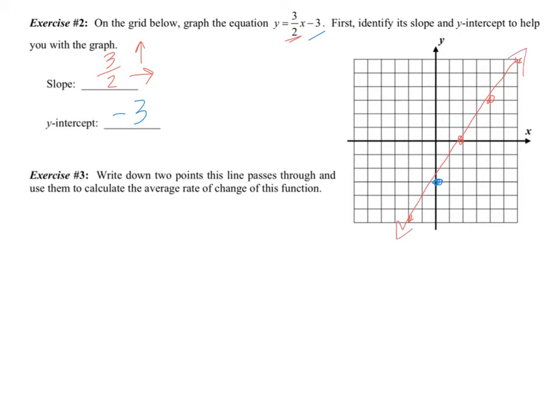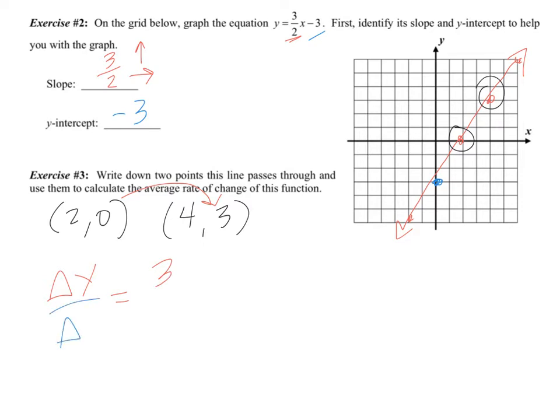So now let's write down 2 points that this line passes through and use them to calculate the average rate of change. So I'm going to use this point and this point. So my first point is 2, 0, and my second point is 4, 3. So change in y, from 0 to 3, it's positive 3 on a number line. Then change in x from 2 to 4 is 2 on a number line. So yes, our average rate of change is the same as the slope of the line.